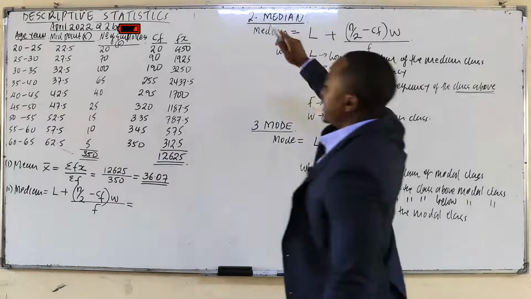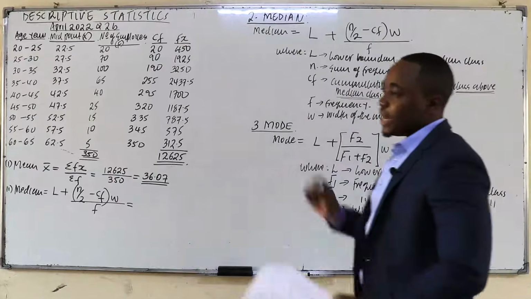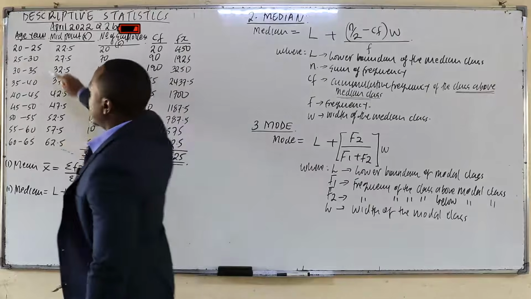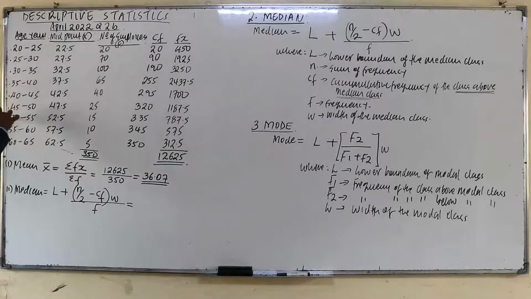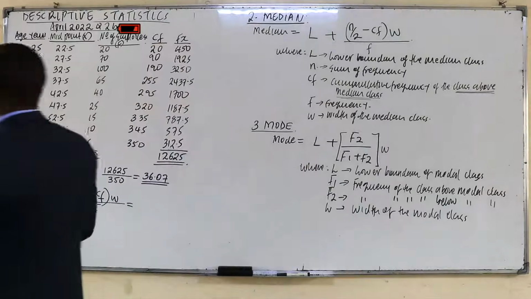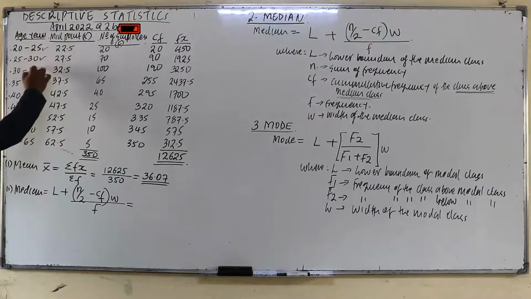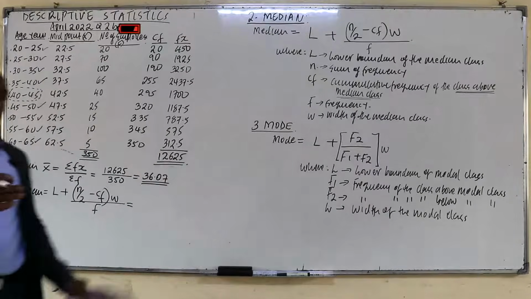When you're determining the median, what is L? L is the lower boundary of the median class, the middle class. Now, if you look at this age bracket, we have 1, 2, 3, 4, 5, 6, 7, 8, 9. They are 9. So what's the median? 1, 2, 3, 4 from above, 1, 2, 3, 4 from below. So this is where we have our median, in the middle, between 40 to 45. That's why you have the median class.